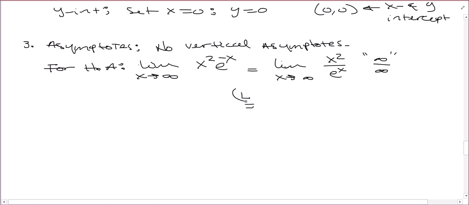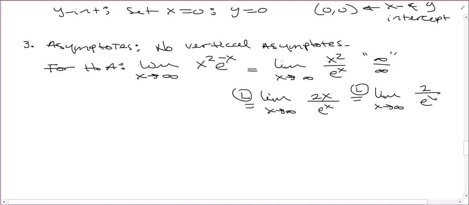So this is the limit as x goes to infinity of 2x over the derivative of e to the x, which remains e to the x. I still have infinity over infinity, so we can use L'Hopital's rule again, and I'll have the limit as x goes to infinity of 2 over e to the x. Now as x goes to infinity, you have 2 over infinity, which goes to 0. So we have a horizontal asymptote at y equals 0 as x goes to infinity, on the positive side.